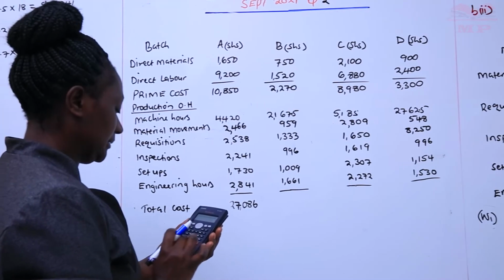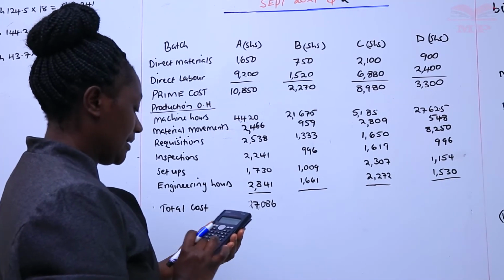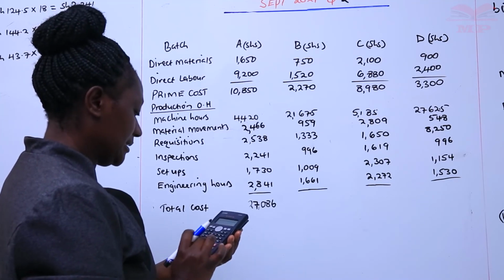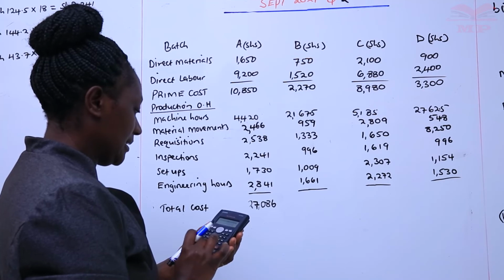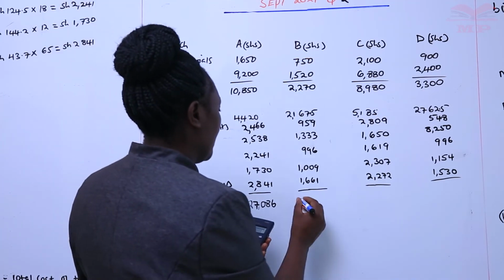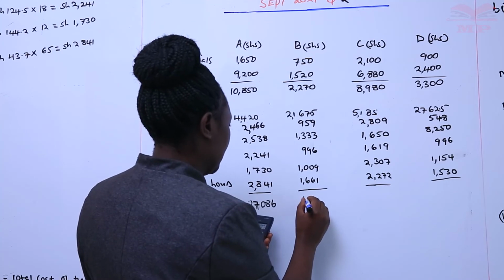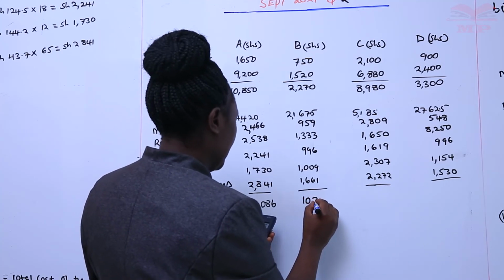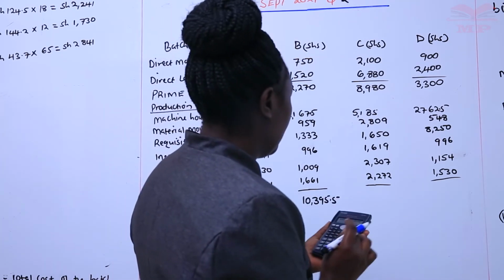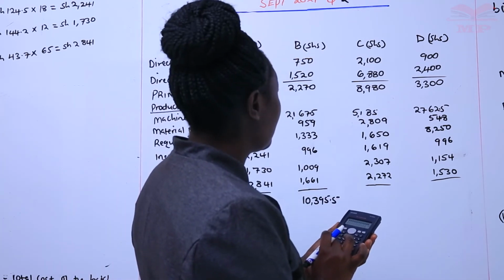We do the same for batch B, which is 2270 plus 2,167.5 plus 959 plus 1,333 plus 996 plus 1,009 plus 1,661, and this will give us 10,395.5.